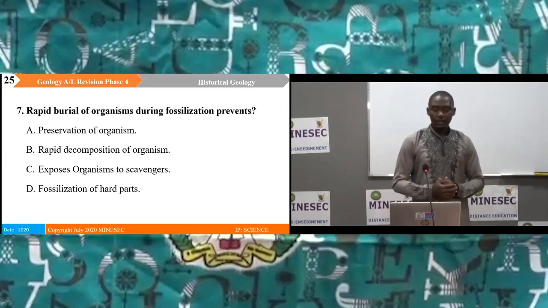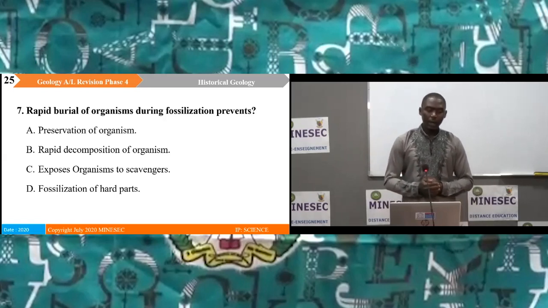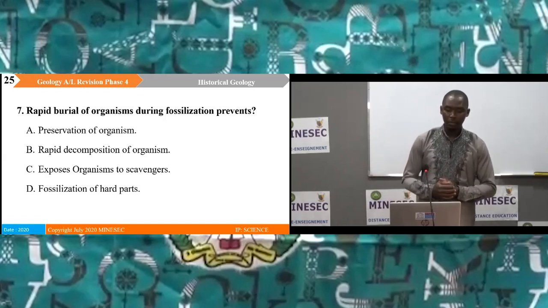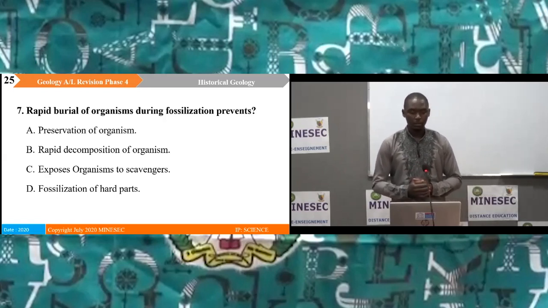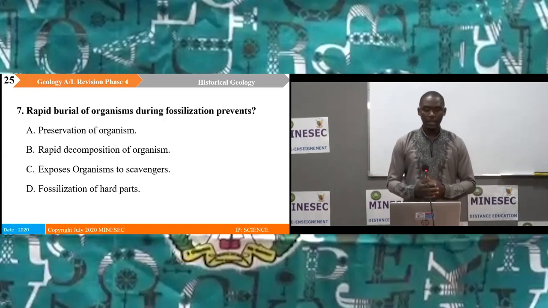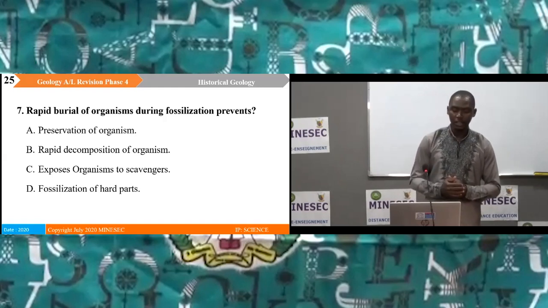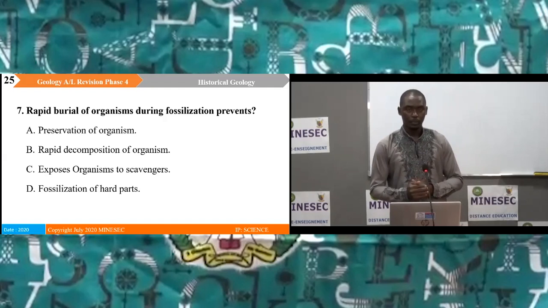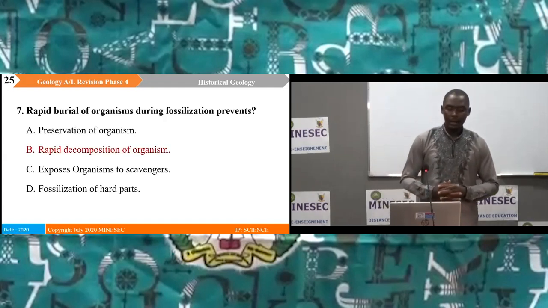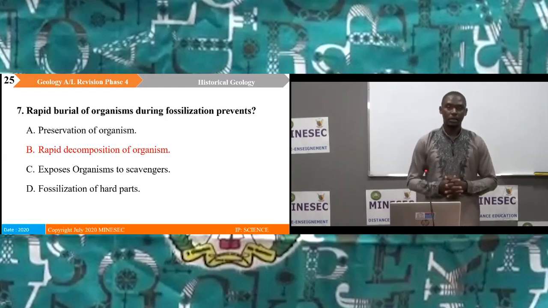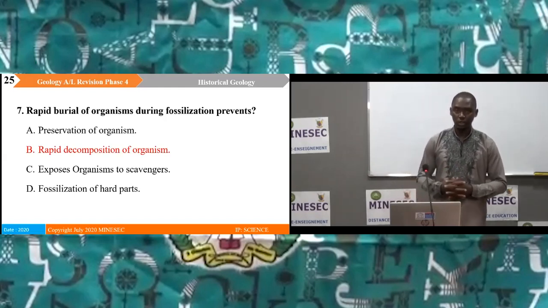Question seven. Rapid burial of organisms during fossilization prevents A, preservation of organisms, B, rapid decomposition of organisms, C, exposes organisms to scavengers, and D, fossilization of hard parts. Our correct answer is B, rapid decomposition of organisms. It prevents rapid decomposition of organisms.